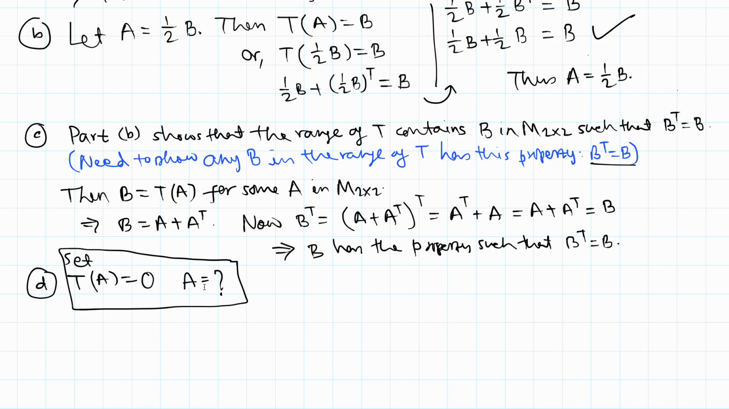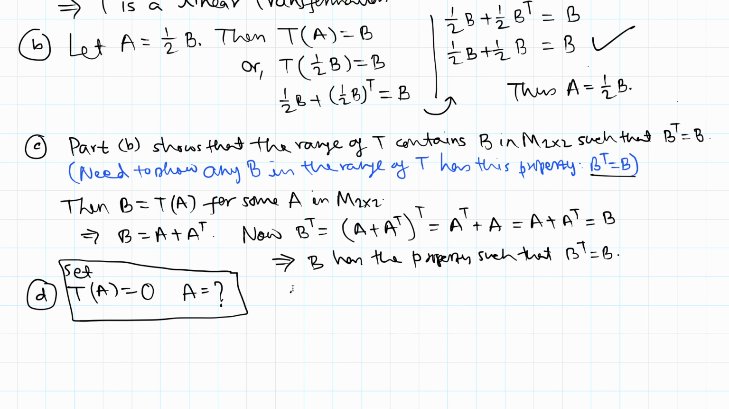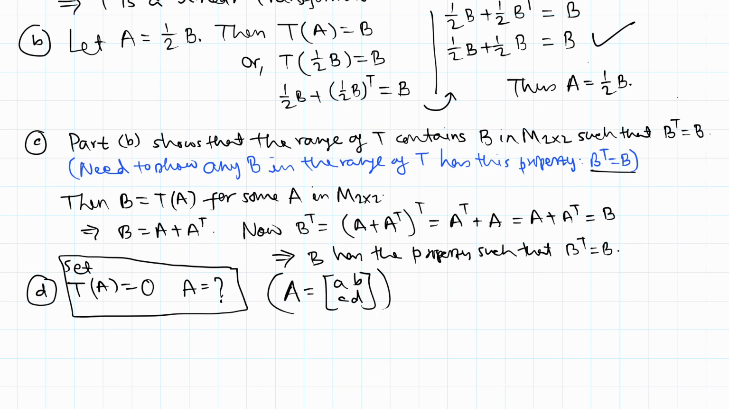Here this is the question. We are given that A is just the matrix with entries A, B, C, D. We are given that in the question. So we set T of A equals 0. That means T of A, which is in fact A plus A transpose, equals 0. And now A is A, B, C, D.